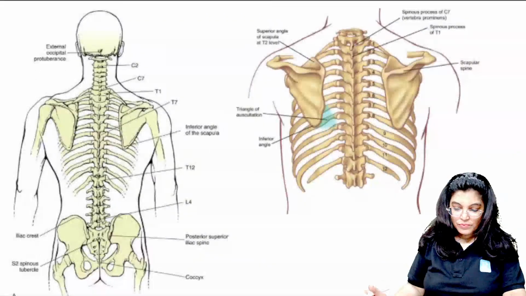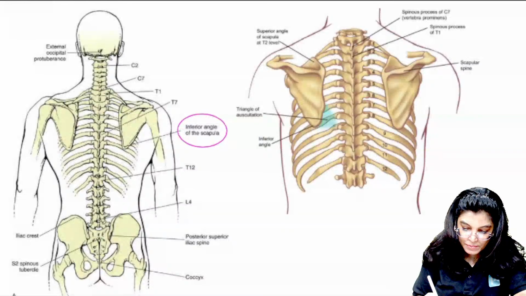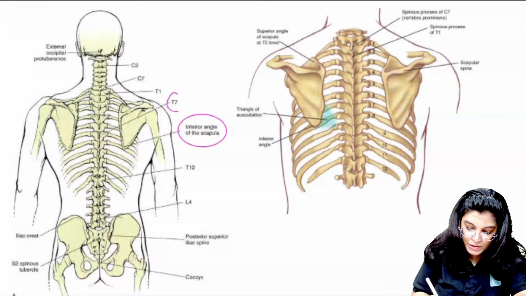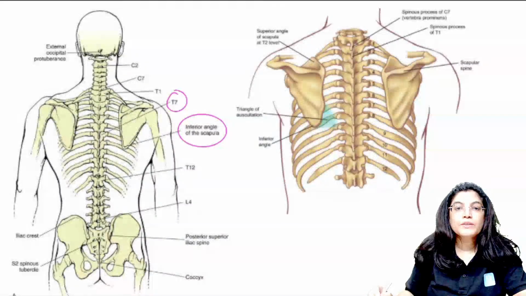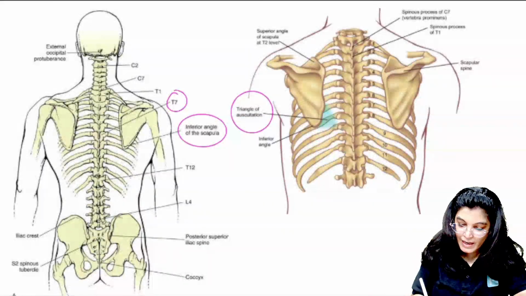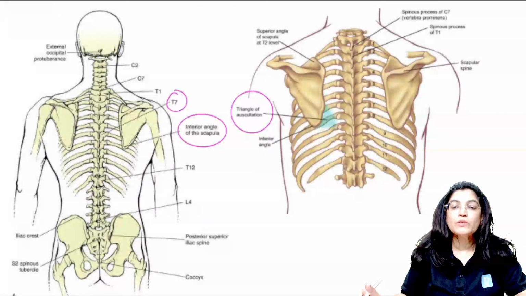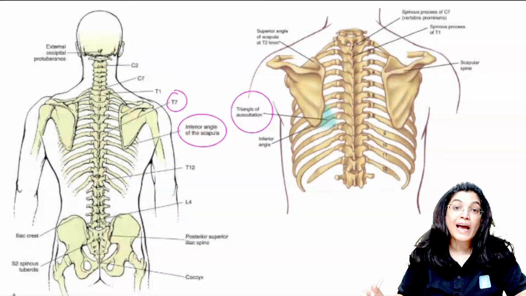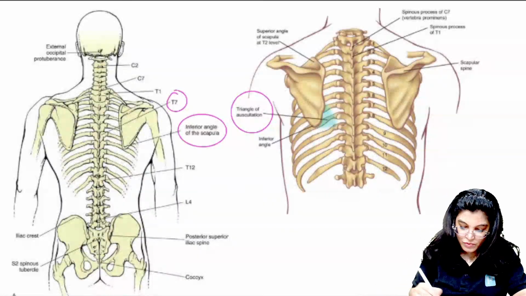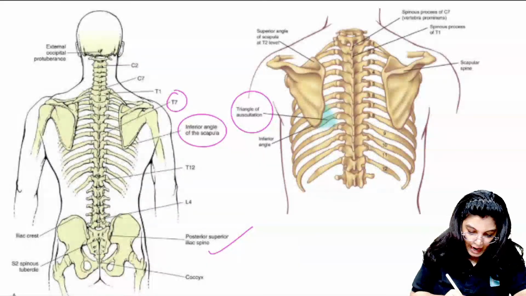Now, if you want, we can see another view where you can see the inferior angle of the scapula, and this inferior angle of the scapula corresponds to the thoracic vertebra 7. In this posterior view we can also appreciate the triangle of auscultation. I will separately explain the boundaries and the structures lying in the triangle of auscultation. Also we can see the posterior superior iliac spine. Okay, this is the iliac crest.